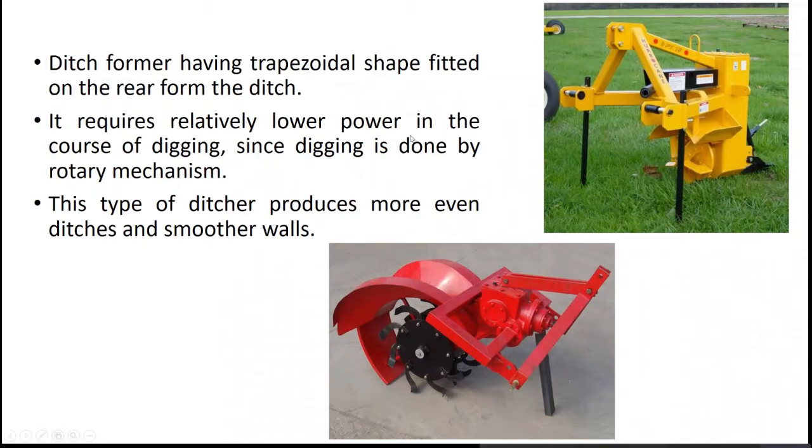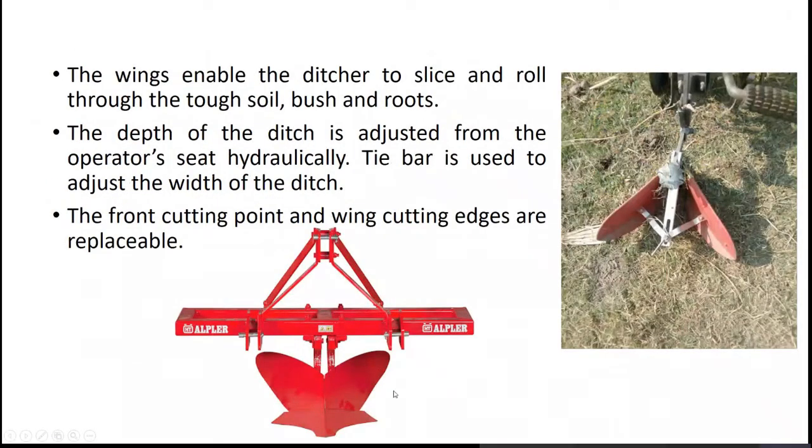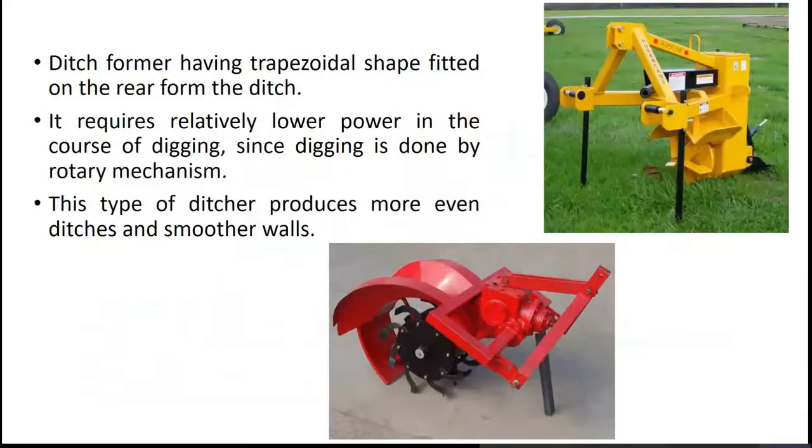It requires relatively lower power in the course of digging since digging is done by rotary mechanism. So for pulling this equipment we require less power because cutting of the soil is done by the rotary motion. But for this rotary motion, again power is taken from the PTO, there is another thing. But for pulling the machine, less power is required. But in case of this plow type or passive type, it has got no moving part. We have to pull this simply. So it is more difficult to pull.